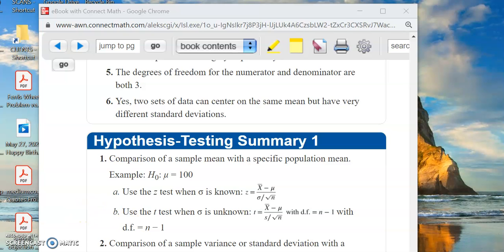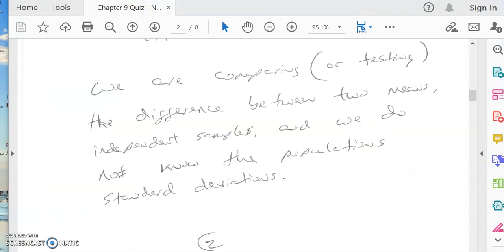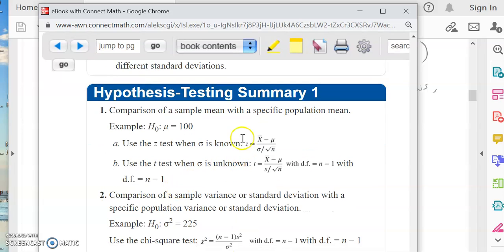So we're comparing the two means. They're independent samples. We do not know the population standard deviation. So what are we going to do here? Okay, is it this technique? No, because in this technique we're comparing a sample mean with a population mean.